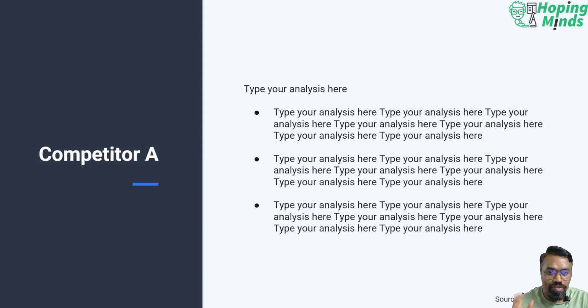So we should put competitor A, then competitor B, and we need to write our analysis, what all analysis we are doing, like what marketing channels they have, what marketing methods they are using to make sure that they are selling their products in a proper way, right? So all those analyses we need to put up over here.